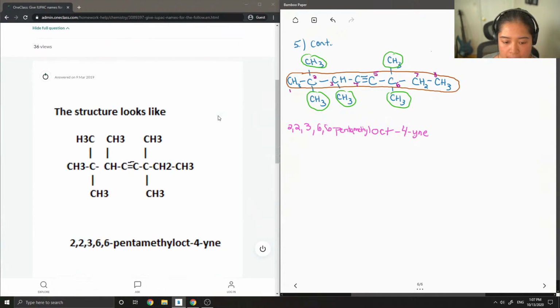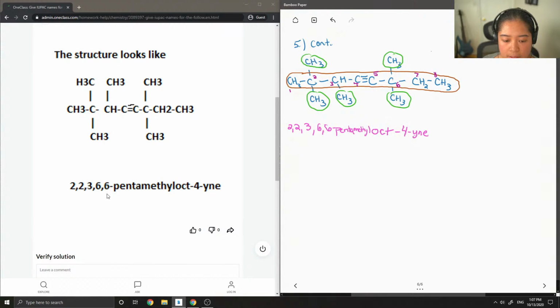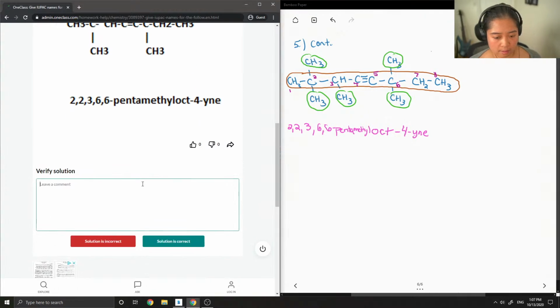Let's look at the answer. So they wrote it down, 2,2,3,6,6-pentamethyloct-4-yne. So the solution is correct.